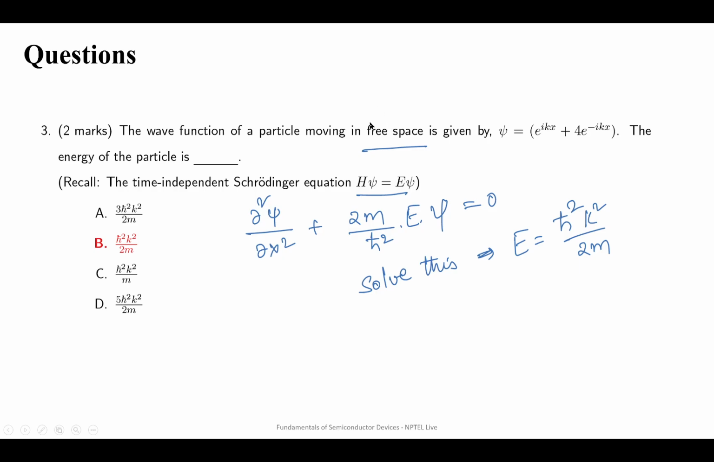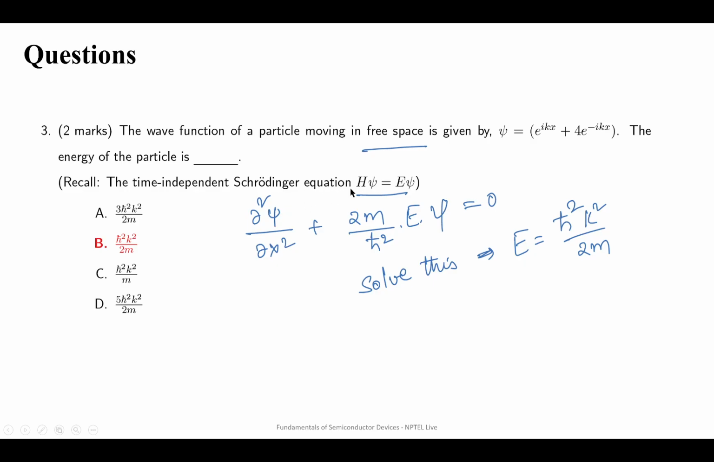So here, we are given the wave function as e^(ikx) plus 4e^(-ikx), and we are given that the particle is in free space, that is V equals 0.